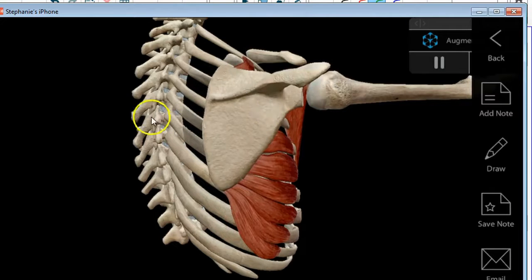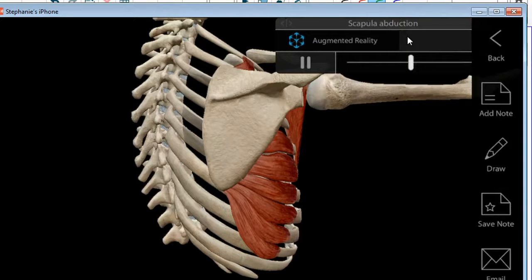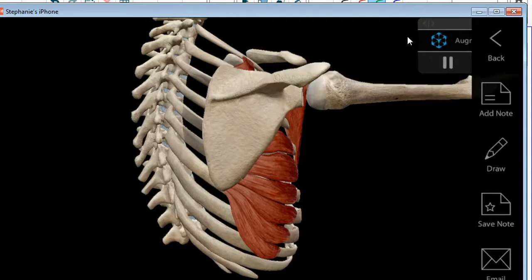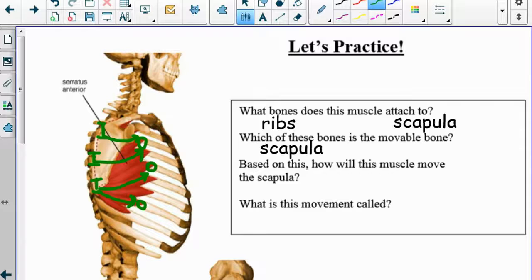So we would call that scapula protraction. You can also indicate it as abduction, and you'll notice that that's what the app uses, scapula abduction. But this muscle would do protraction of the scapula. So based on this, how will this muscle move the scapula? I'm going to put in that it will move the scapula.